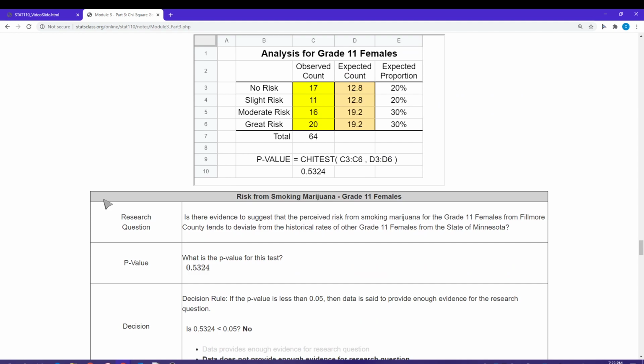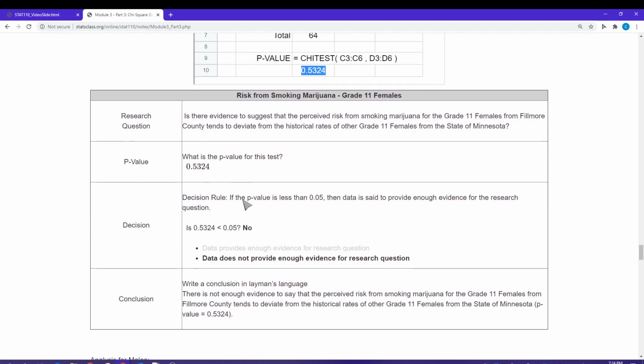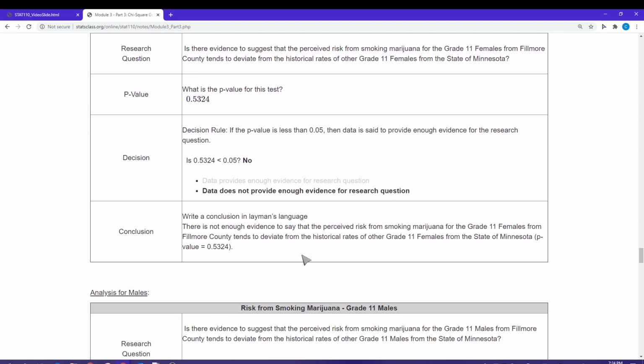To complete the test, again, I just use the observed range, which in this sheet is cells C3 through C6 for the observed, and the expected are included in cells D3 through D6. The p-value here for the females is quite high, which means I do not have enough evidence for the research question, which practically is saying that the perceived risk of smoking marijuana for grade 11 females in Fillmore County tends to be similar to, or does not deviate from, the historical patterns for grade 11 females.